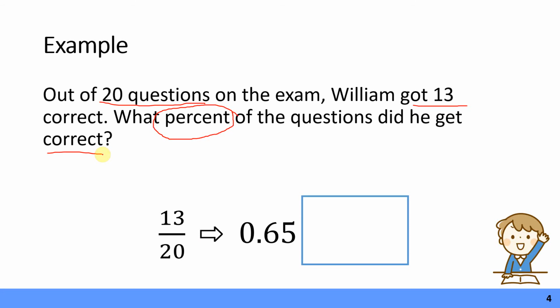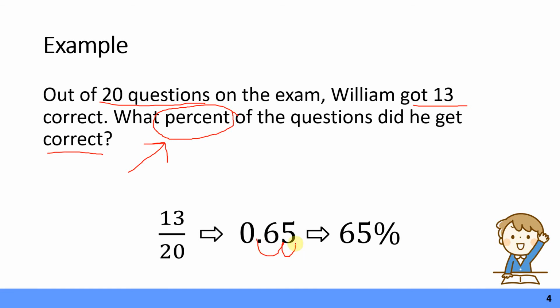Again, that would be a terrible grade because it's less than 1, right? But again, they're asking us for percent. So good thing for William is we still have to move the decimal twice, and his percent was 65%. Right? So again, not that great. In a class where 70 is the average passing grade, he would not have passed this test.